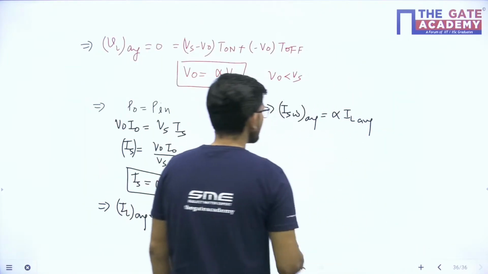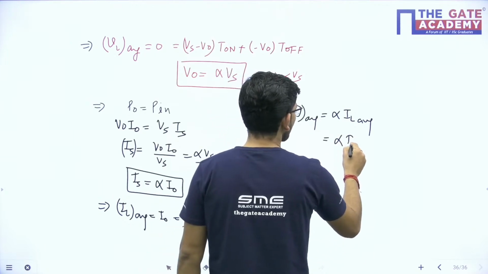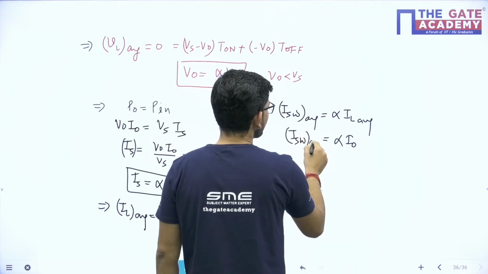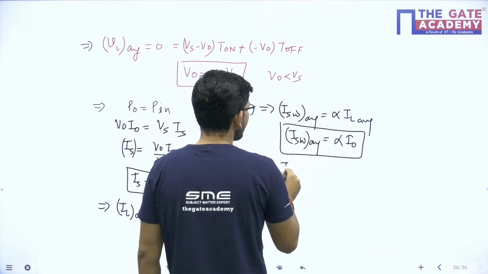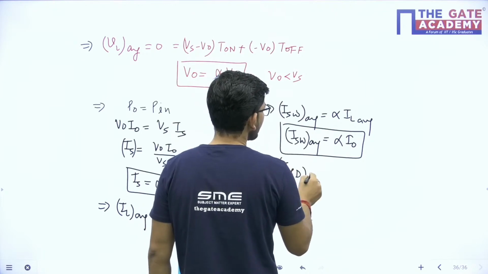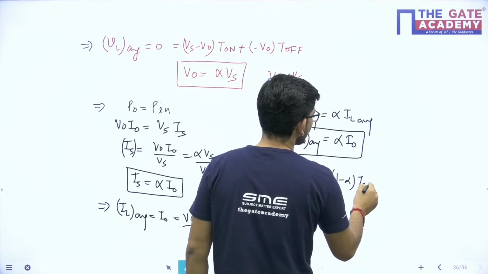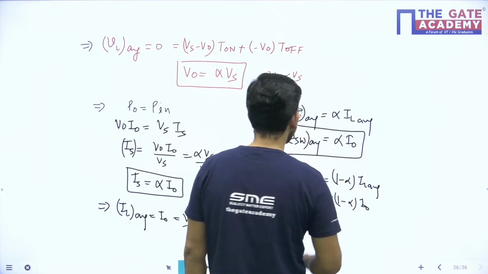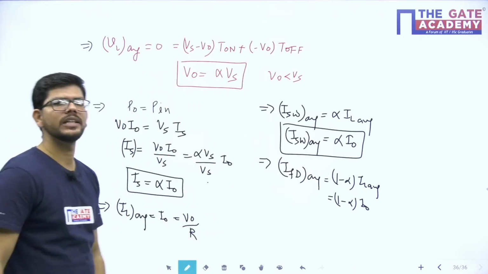Okay. So alpha times what is IL average? IL average is basically equal to I naught. So the switch current average value will be equal to alpha times I naught. Similarly, the freewheeling diode average current will be equal to 1 minus alpha times IL average, or 1 minus alpha times I naught. So this is how you will calculate all the currents and voltages in the circuit.